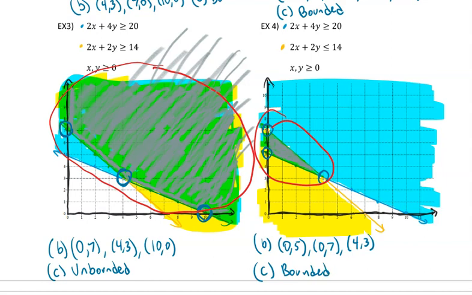All right, I'm going to go ahead and cut this video off right here. In the next video, we are going to have a couple more examples of trying to find this region and find corner points. And then we are going to actually try to use this for maximization. So I will see you in that video.